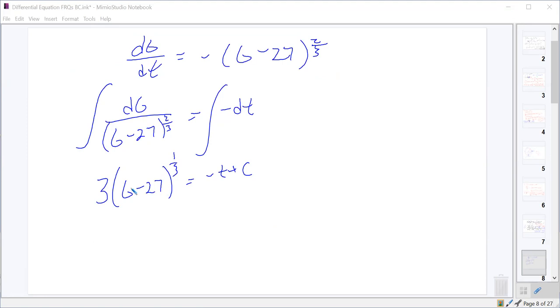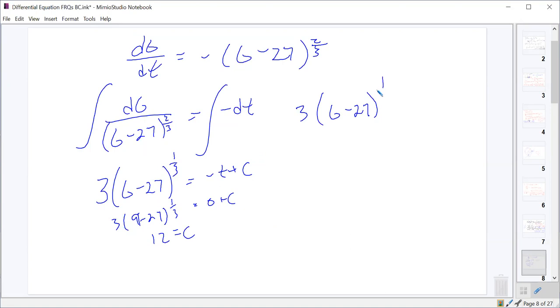Then we need to use our initial condition to solve. So our initial condition was that when t is 0, G was 91. And 91 minus 27 is 64. Cube root of 64 is 4. So we got 3 times 4. We got 12 as our constant. And then we've got 3 times (G minus 27) to the 1/3 equals 12 minus t.